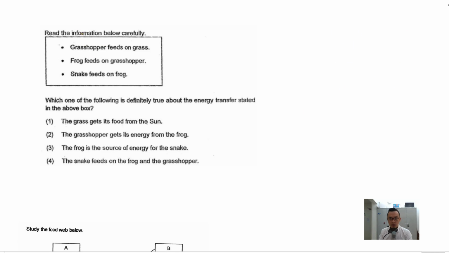Alright, so let's look at this question. Read the information below carefully. Grasshopper feeds on grass, frog feeds on grasshopper, snake feeds on frog. Let's draw it out. Again, the first one, the producer, is grass, which is eaten by the grasshopper. Always remember the arrow points towards the eater, and the eaten is at the back.